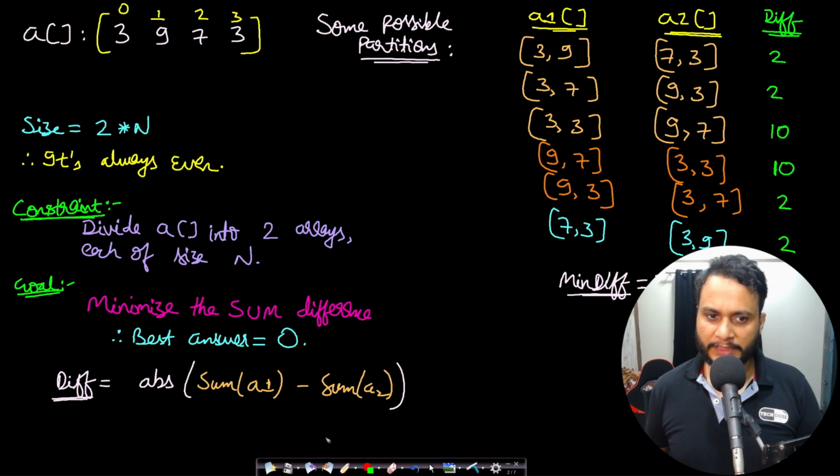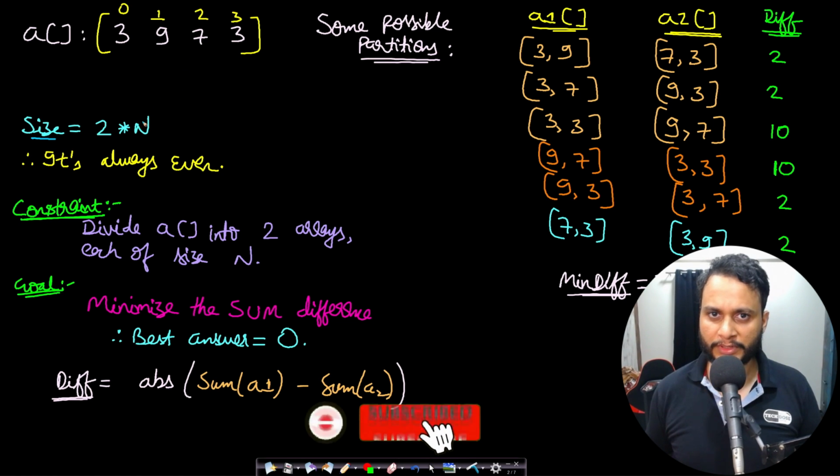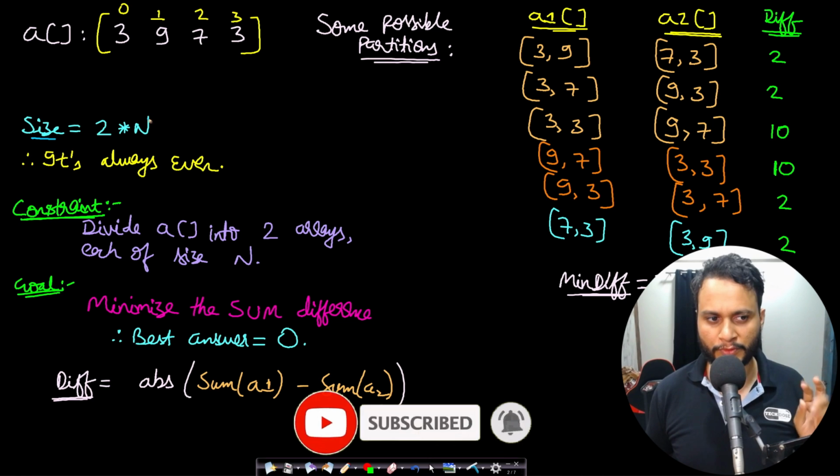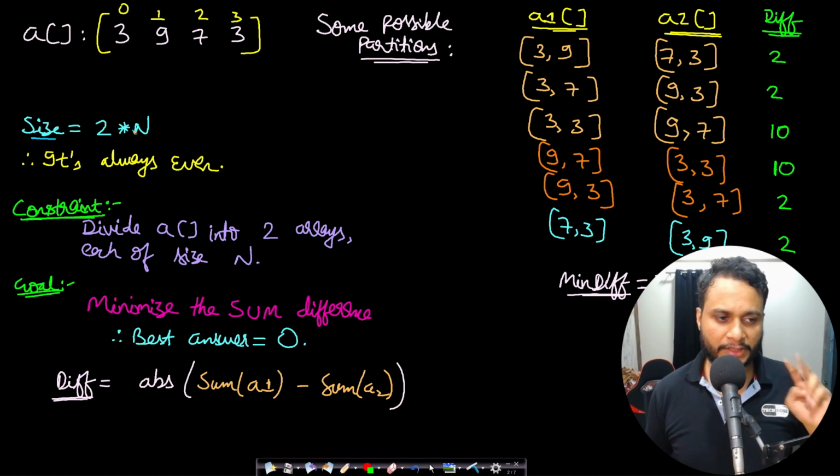Now let's look at an example for better understanding. Let's say that our array has 4 elements: 3, 9, 7, 3. Now from this array, the given size is 2n as mentioned in the question. So you know that the array size will always be even, because whether n is odd or even, it doesn't matter. If you multiply it by 2, it will always come as even. Therefore we can equally partition an array into two parts.